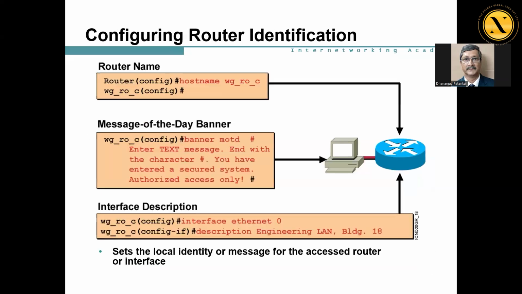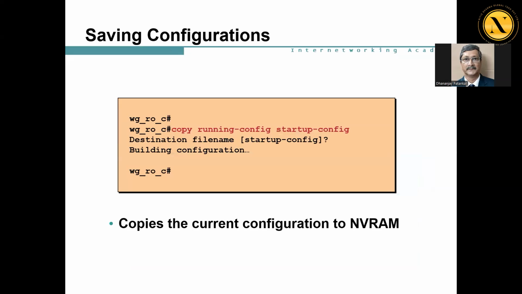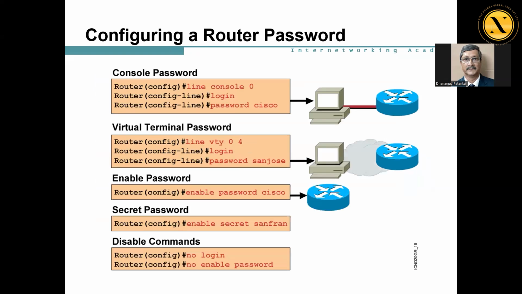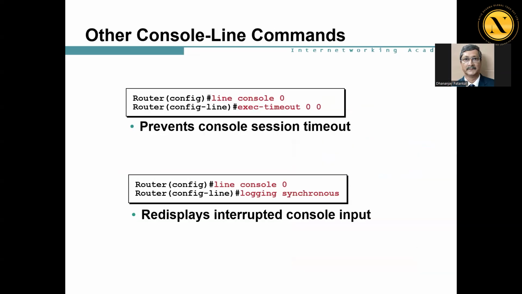User mode, privilege mode, copy run start, saving from RAM to NVRAM, configuring the host name, banners, and description for the interface, which is not mandatory, of course. Then the console port, telnet port and auxiliary port passwords, enable secret and enable password, and how to disable any command, right? Go on the same mode and just say no host name, no enable secret. Whatever. Login, no login. Enable password, no enable password. After enable password, you don't have to write San Jose, whatever.